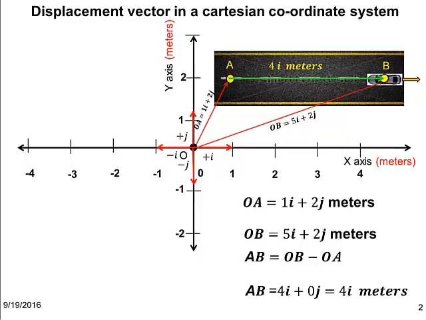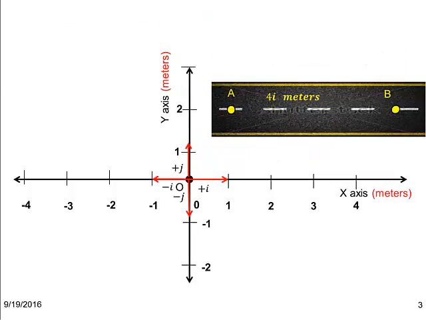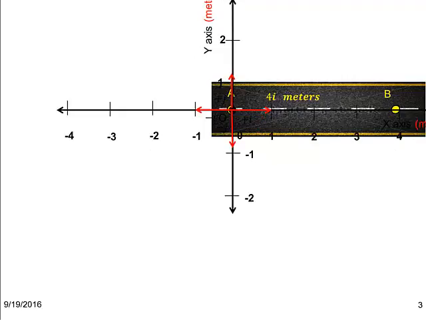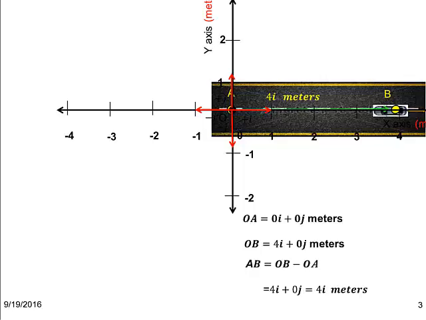Now imagine that we are moving the coordinate system close to the initial position A, so that we can imagine that the car is moving along the x-axis in the positive i direction. Now we can see that fixing a coordinate system at such a location will help us visualize the motion and displacement along the x-axis. An observer, now sitting at the origin O of this displaced coordinate system, measures the initial position vector as 0i plus 0j and the final position vector as 4i plus 0j meters.